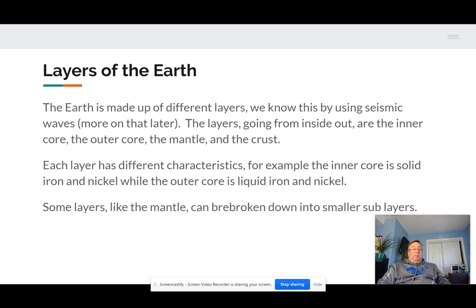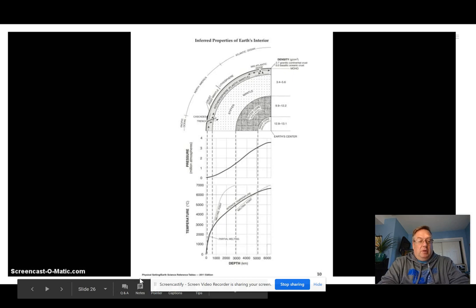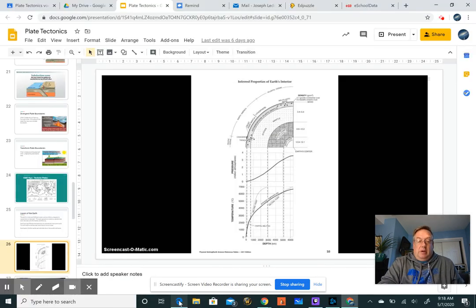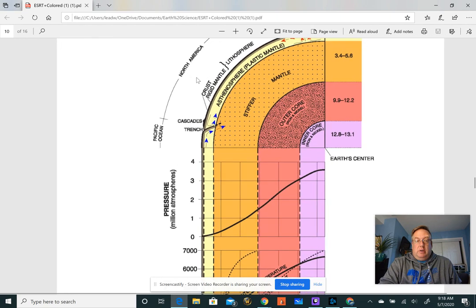And then some layers, specifically the mantle, we break down into smaller sublayers when we're discussing it. The mantle itself is very, very large. So we break it down into different areas that we're talking about because there's different characteristics. Okay, so what we're going to do is this is page 10 of the reference table, which I'm actually going to bring up the color version of for us to look at. Okay, and I'm going to zoom in to start.